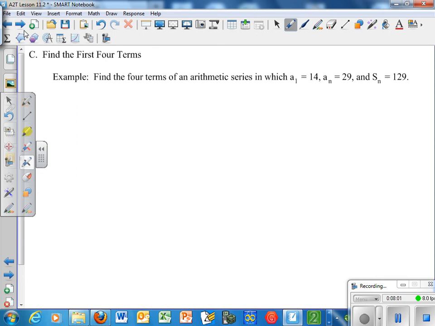Find the first four terms. So we're finding the first four terms. And here's what we're given. We know A1 is this, A sub n is 29, and we know the sum is 129. So A1 is first term, A sub n is last term, and we know the sum, but we don't know n here. So in step 1, we're going to find n. There's a couple steps to this problem.